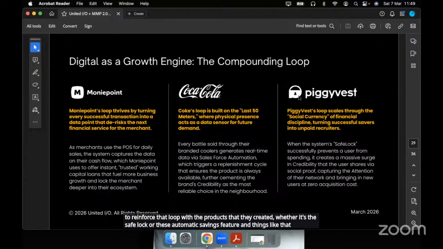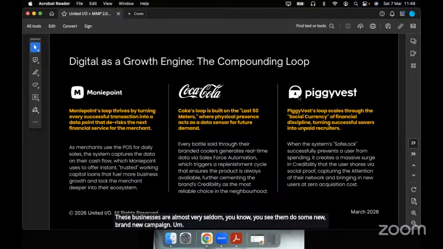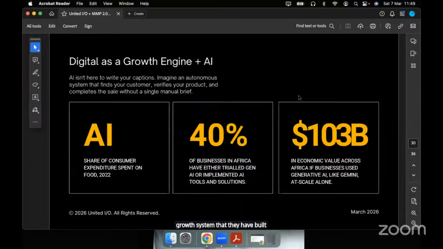All of this reinforces the growth system for the business, which is almost why you very seldom see these businesses do some brand new campaign. A brand new campaign is a brand play versus their reinforcing growth system that they have built within their organization.